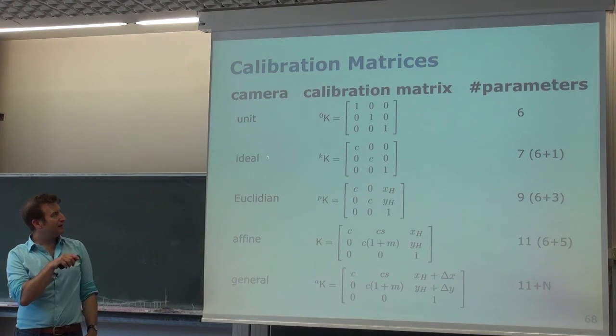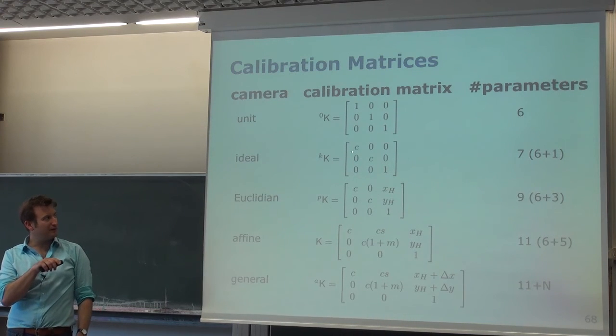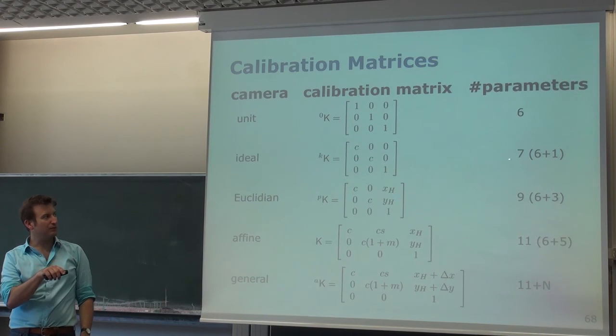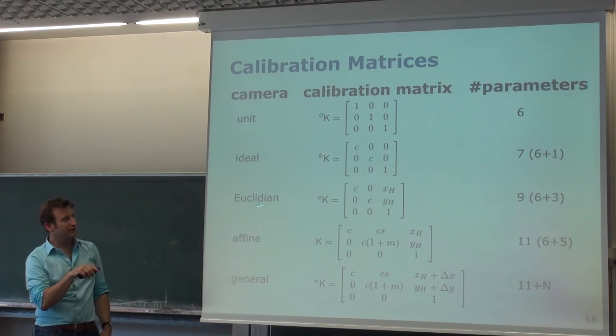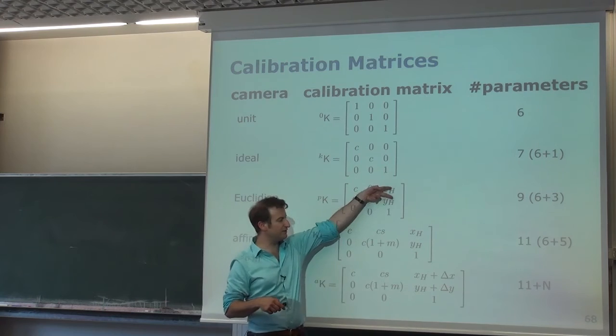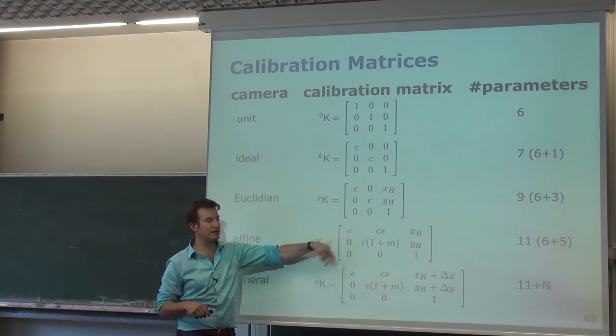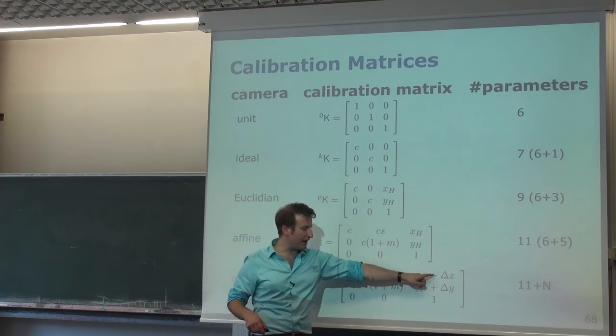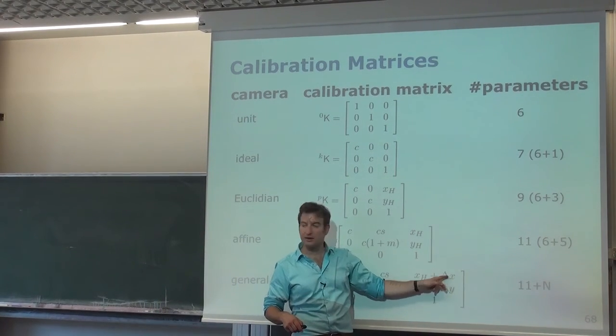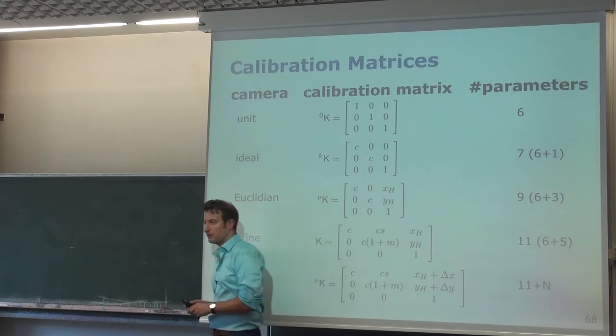If we move to the ideal camera, that means we have a camera constant. We get 1 parameter more. And let's see, on the main diagonal, the Euclidean camera is a camera with a shift. Then we have the affine camera, now having 11 parameters. And then we may have 11 plus n parameters, where the n handles those nonlinear functions in here.